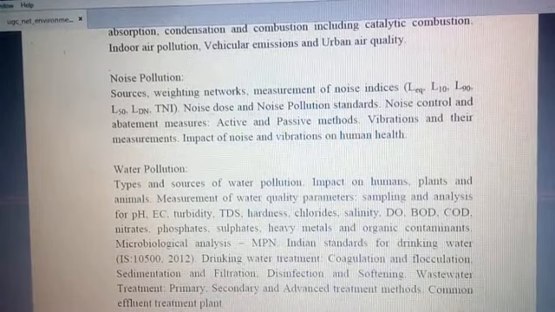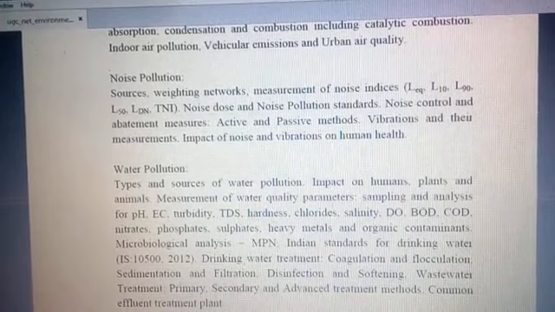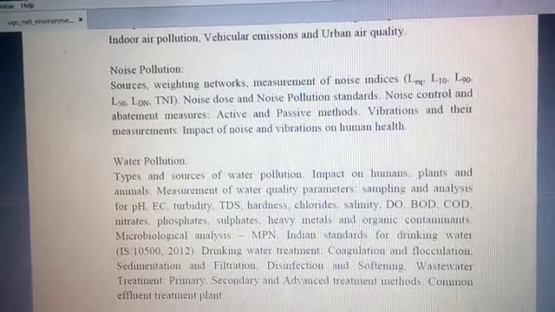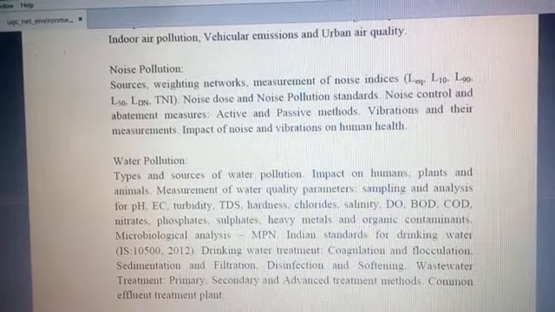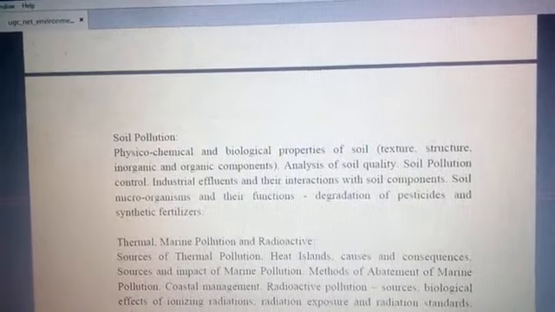Water treatment: coagulation and flocculation, sedimentation and filtration, disinfection and softening of the water. Wastewater treatment, primary, secondary, advanced treatment methods, common effluent treatment plants. Soil pollution. Next topic is soil pollution.